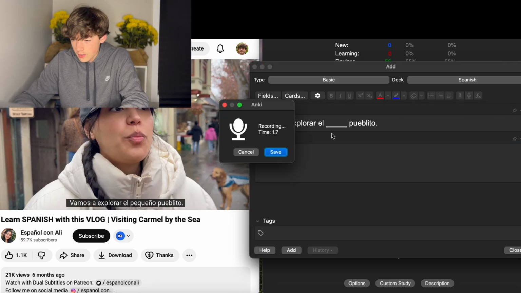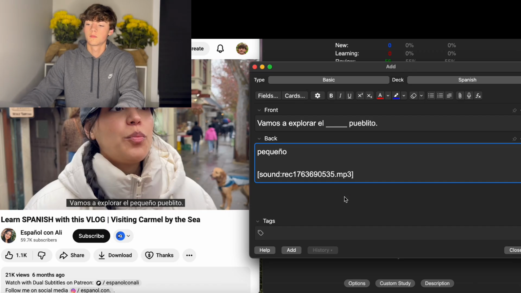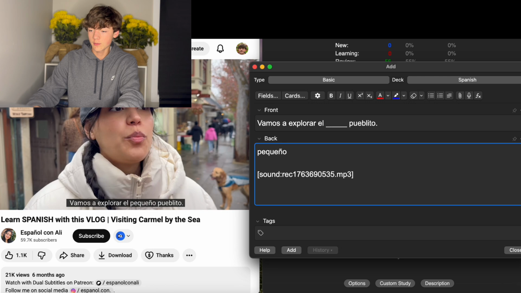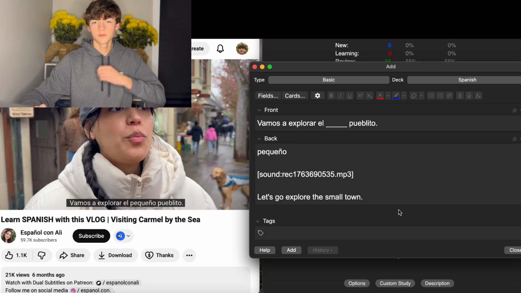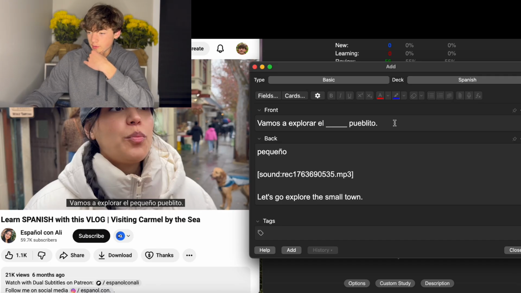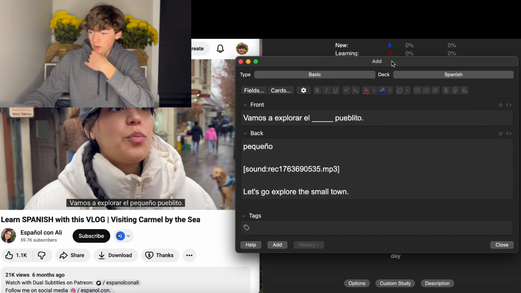Vamos a explorar el pequeño pueblito. Okay, so we have that recorded. And then I'm going to translate the whole sentence in English down here. Okay. So we have the whole sentence translated, and that is the whole card.